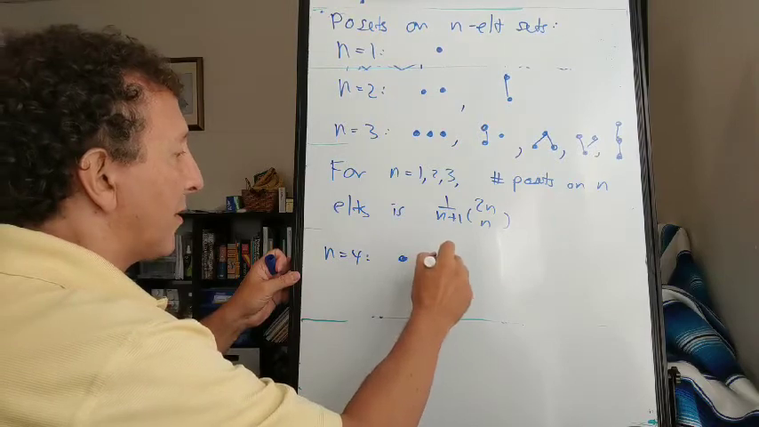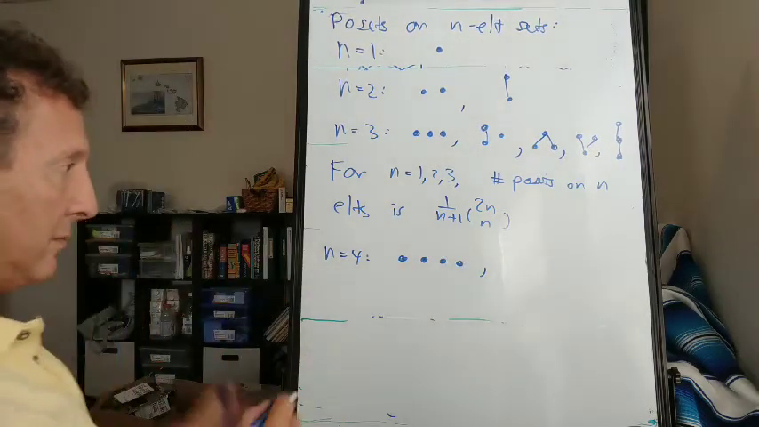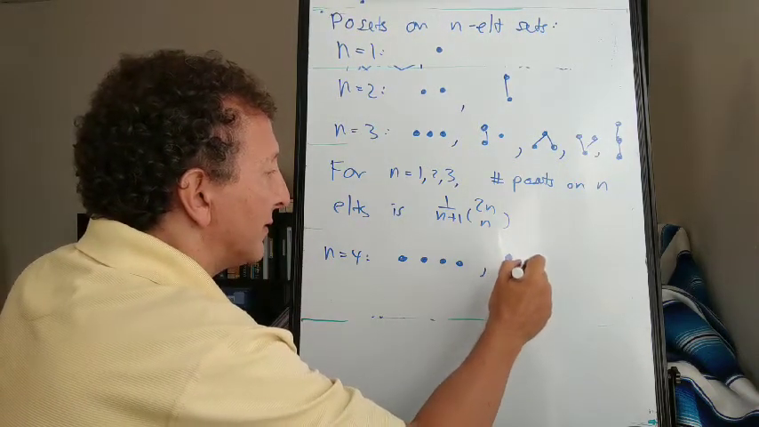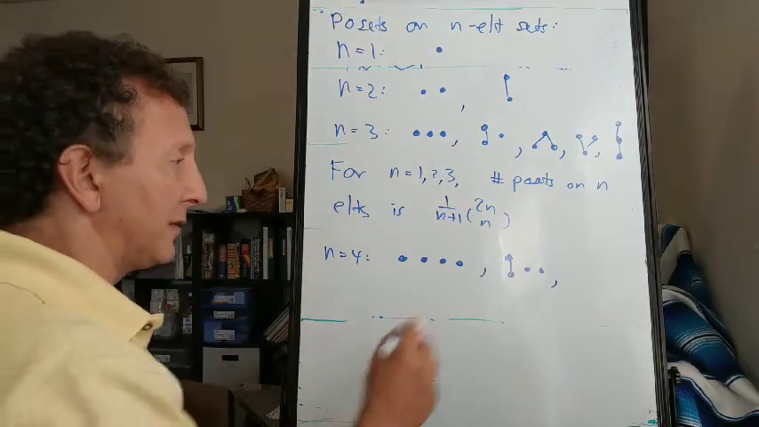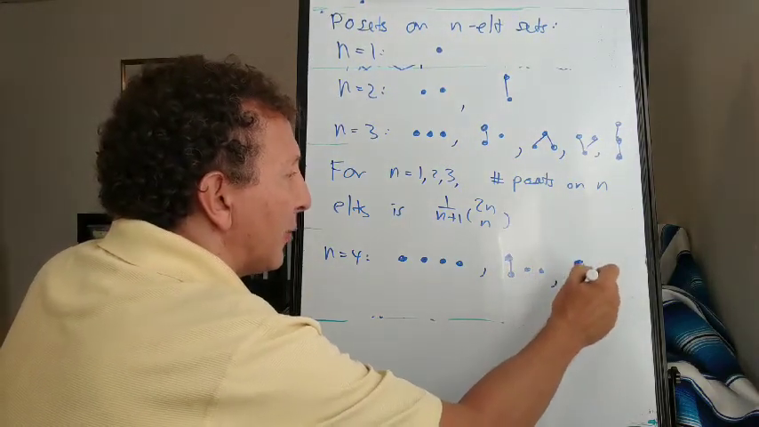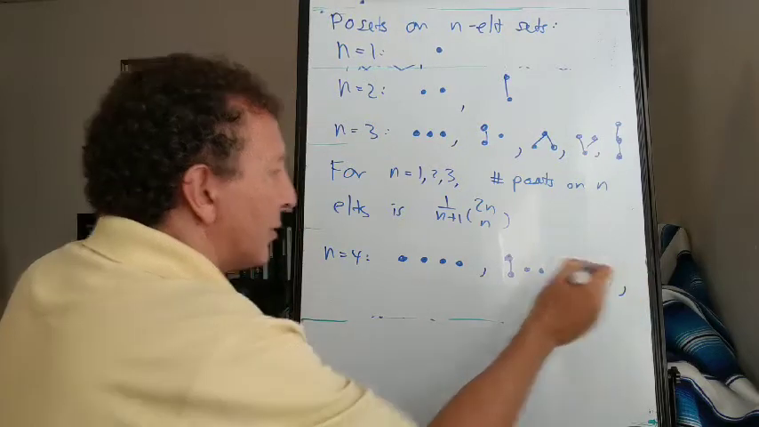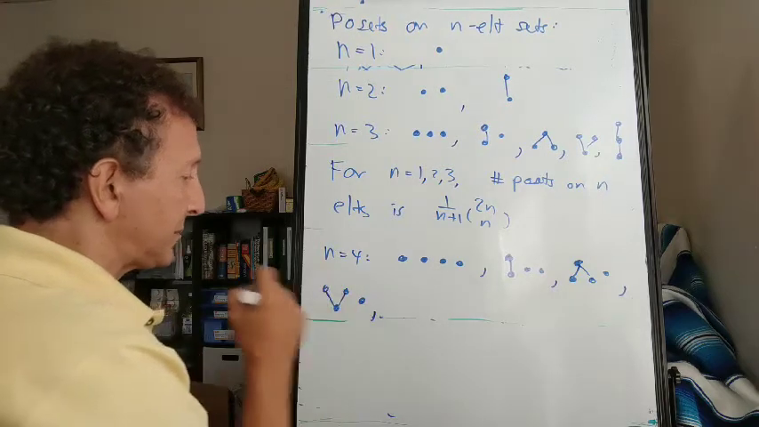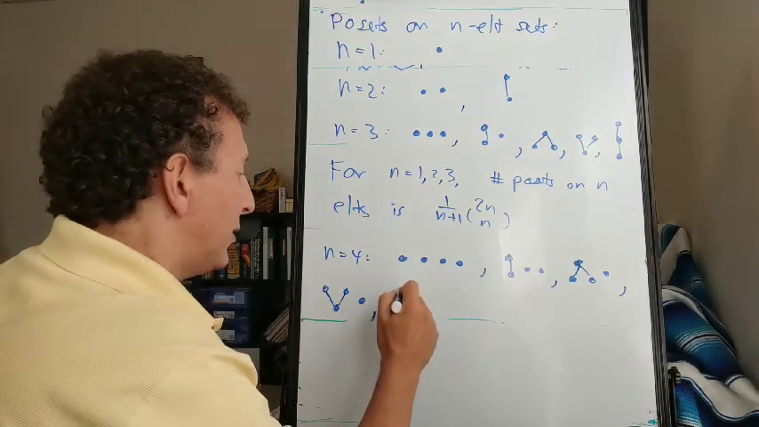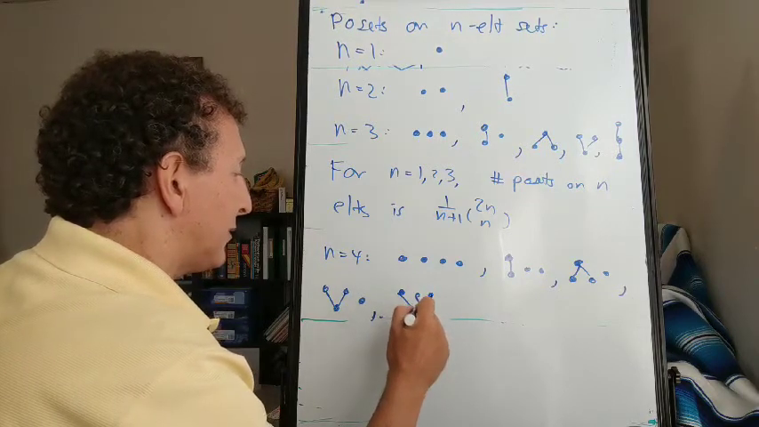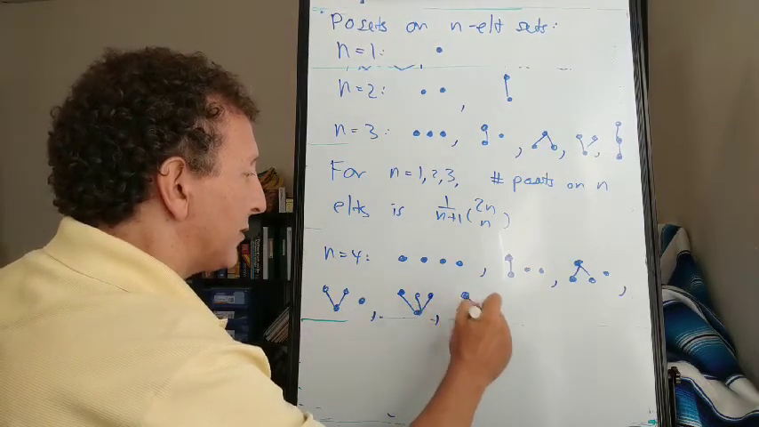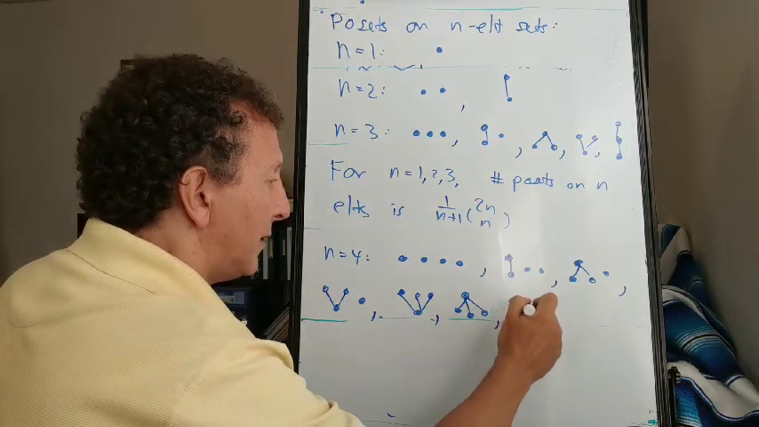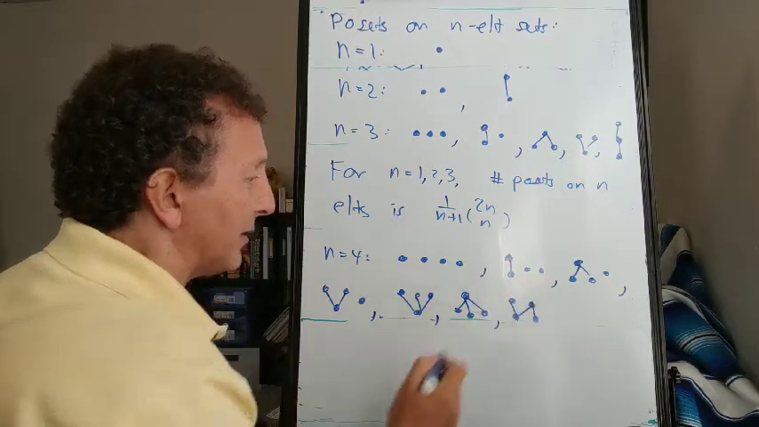So we have 4 elements with no relations between them. We could have one element greater than a second and 2 unrelated elements. We could have one element greater than 2 others, or one element less than 2 others. We could have one element less than 3 others, or one element greater than 3 others. We could have relations between the elements that give us this shape.